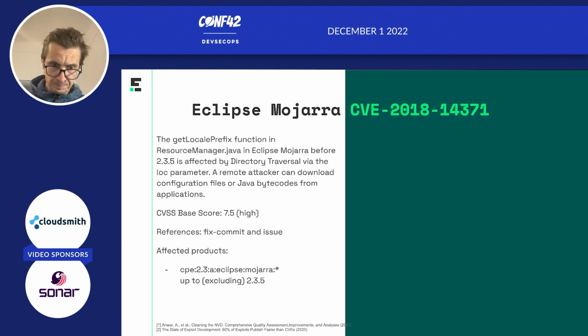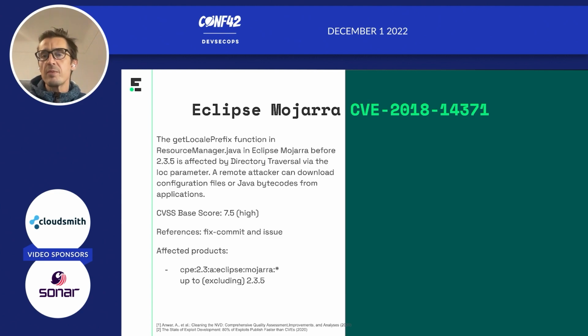And here, CVEs rely on CPEs, which are so-called Common Platform Enumeration identifiers. They denote vendors and products and versions affected by the respective vulnerability. In this case, Eclipse Mojarra up to excluding version 2.3.5.